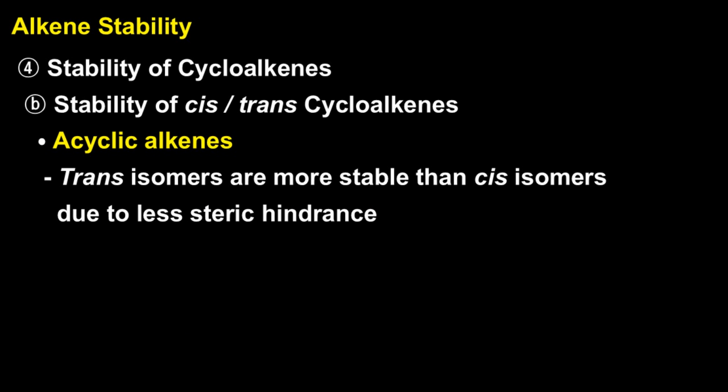Alright, now let's take a look at how acyclic and cyclic alkenes differ in stability. In open chain systems, trans isomers are almost always more stable than cis isomers. Why? Because there's less steric hindrance, the bulky groups are farther apart. That same idea, repulsion between substituents, also applies to cyclic alkenes, but things get a bit more complicated because of the ring geometry. So let's take a closer look at how that plays out in rings.